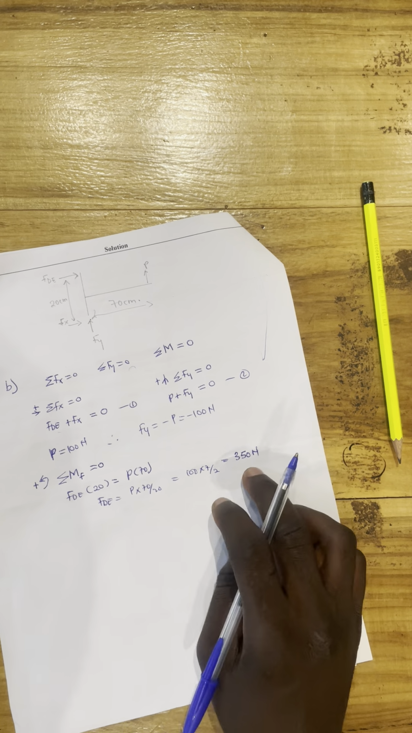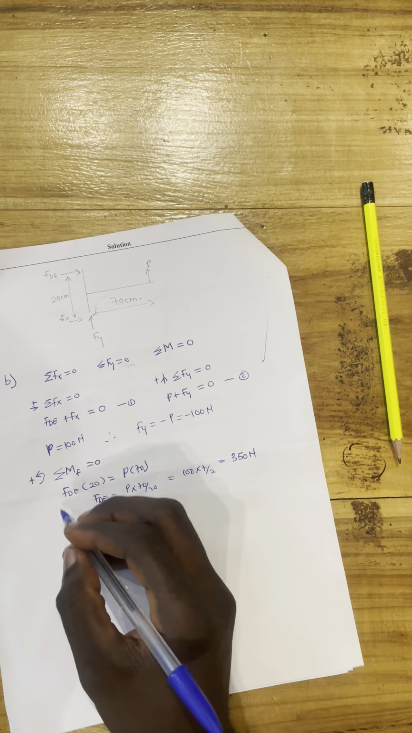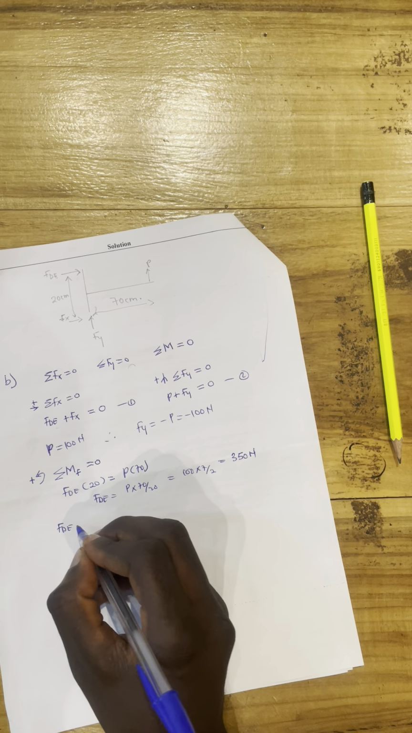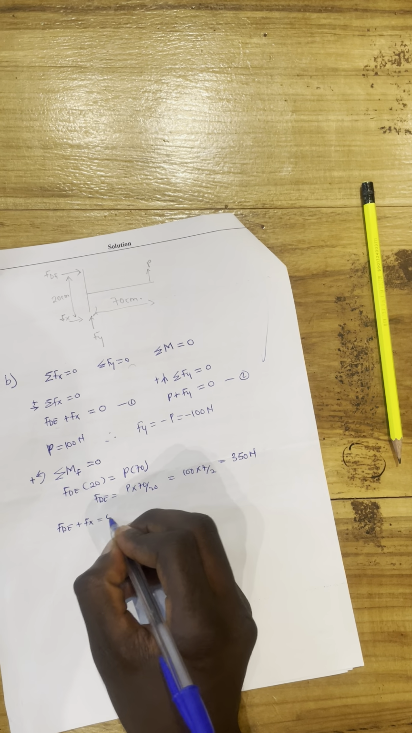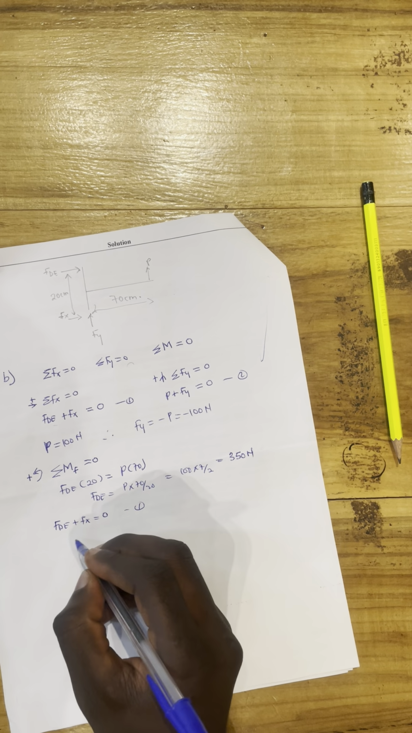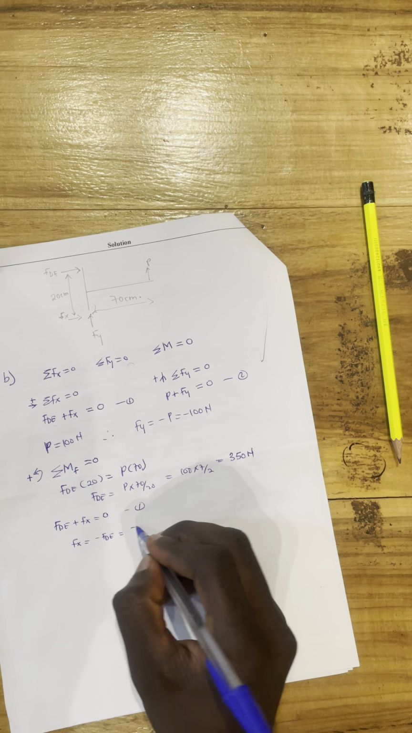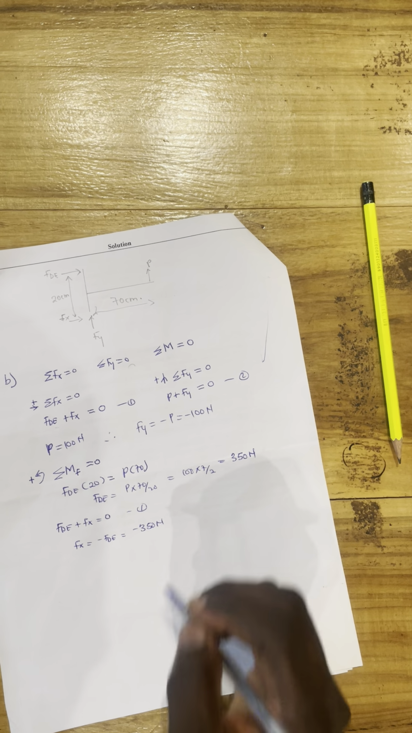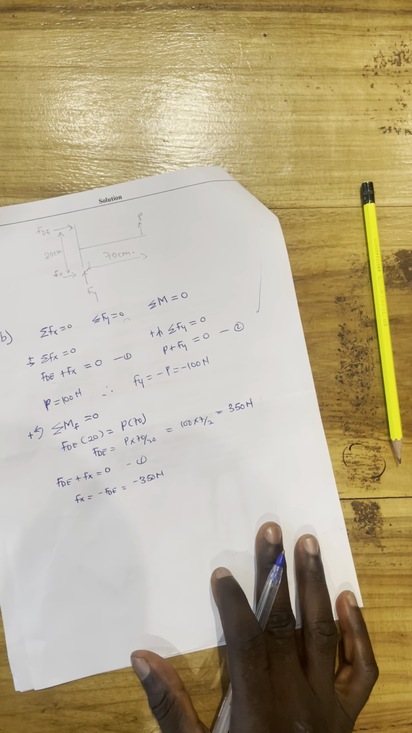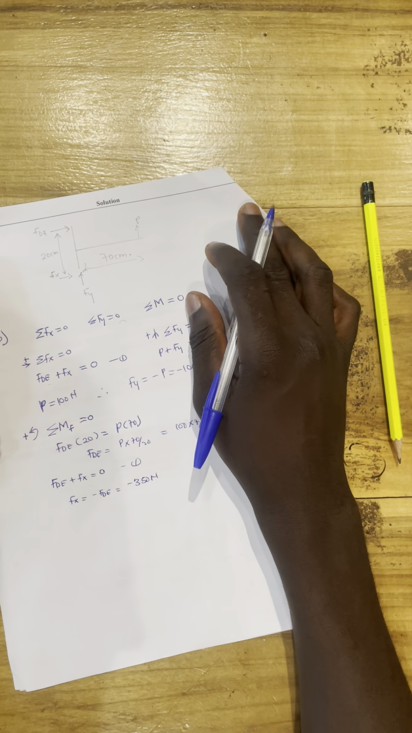Knowing FDE is equal to 350 Newton, from equation 1, FDE plus Fx equals 0, so Fx will be equal to minus FDE, which is minus 350 Newton. Then we go to C.